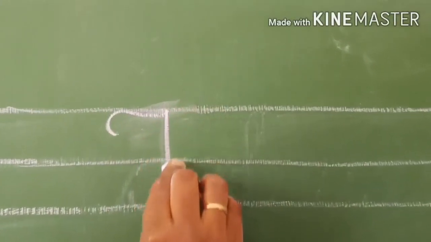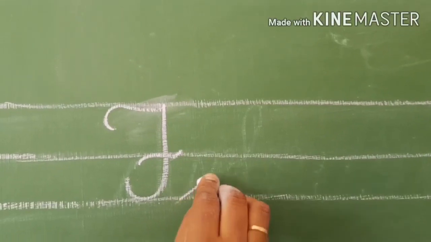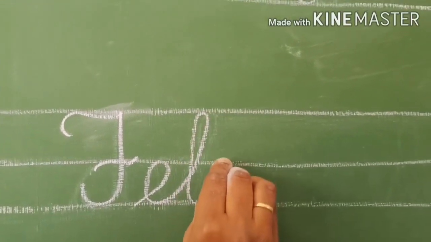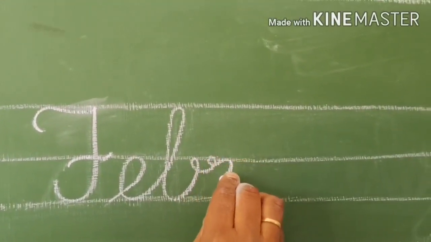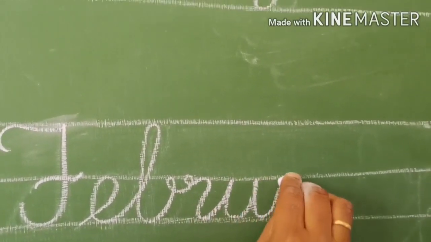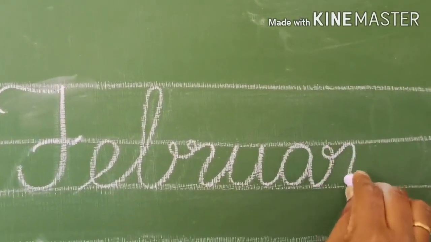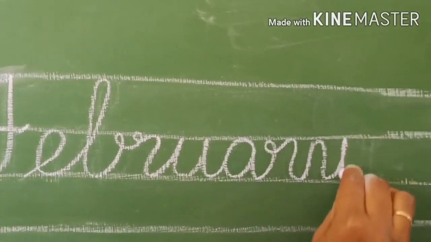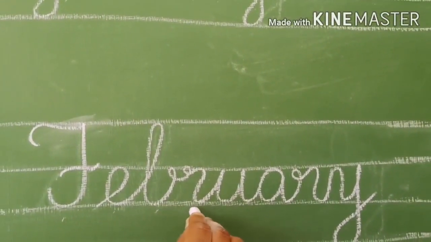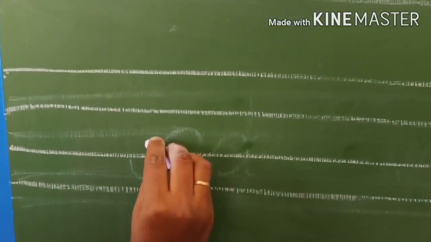So you should write capital F from the top line, middle line and base line. E, you should write the middle line and base line. B, you should touch the top line, middle line and base line. R, you should write the middle line and base line. U, you should write the middle line and base line. A, you should write the middle line and base line. R, you should write the middle line and base line. Y, you should touch the middle line, base line and bottom line. So February. What's the third month?